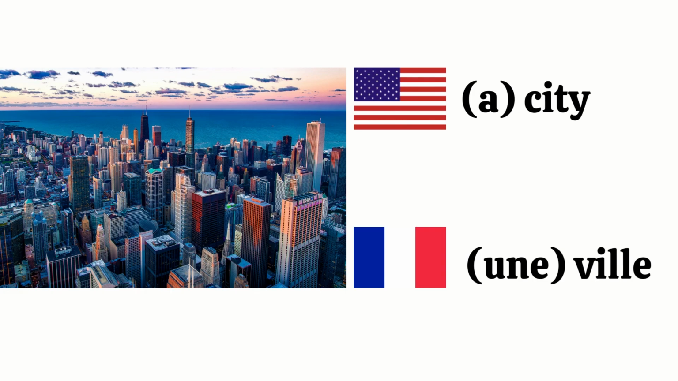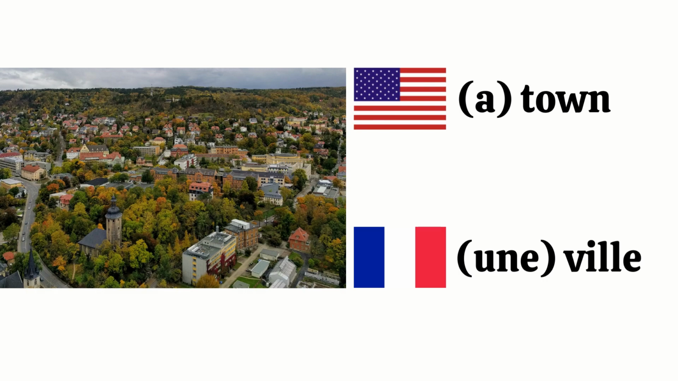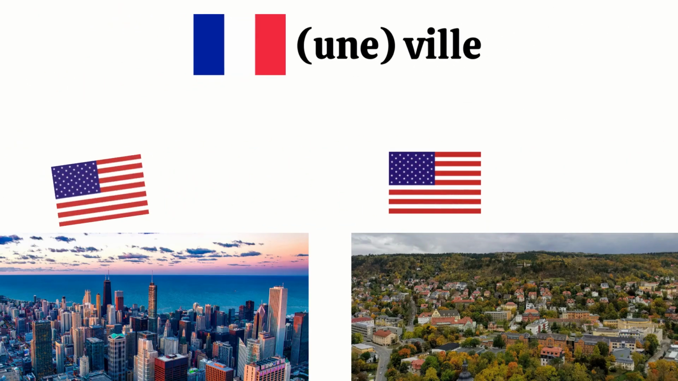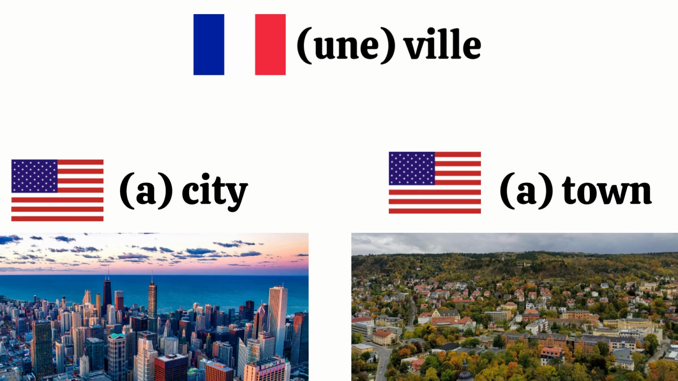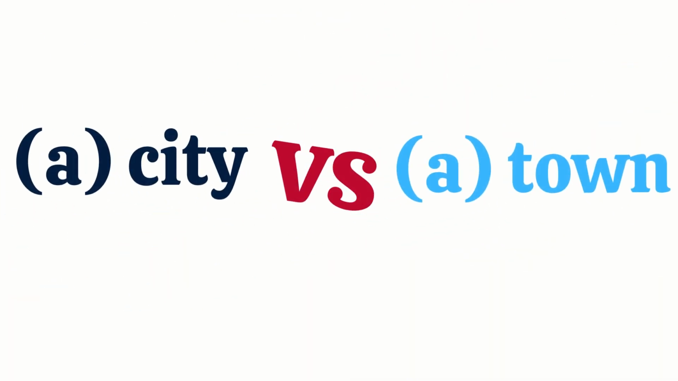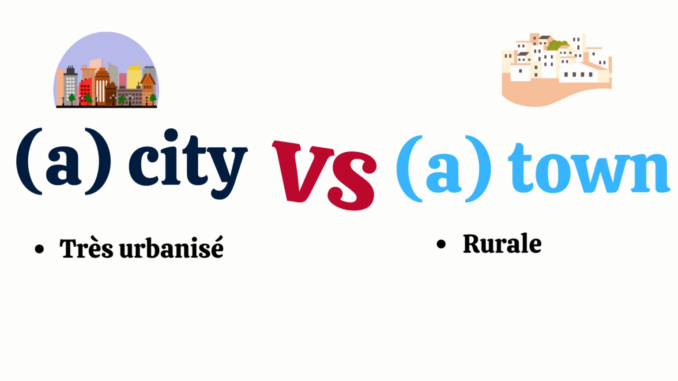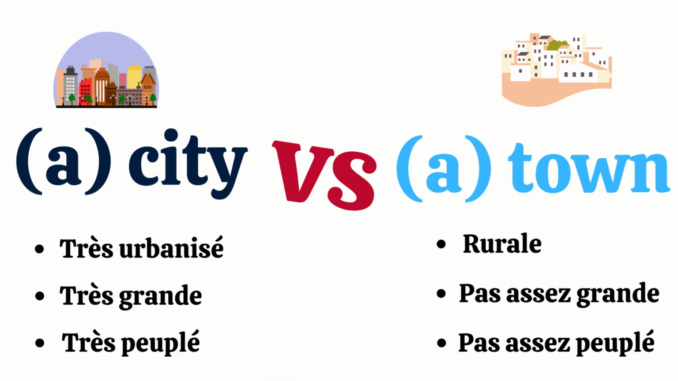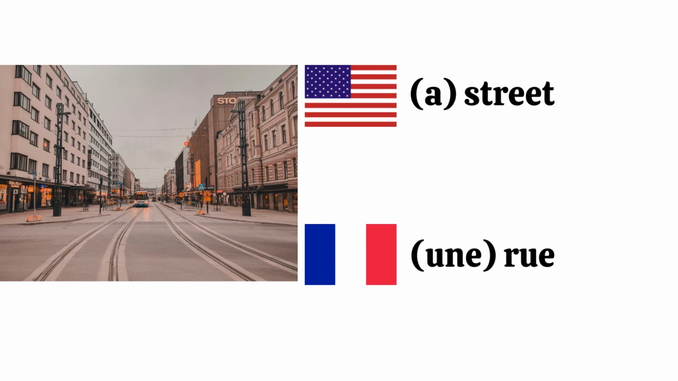A city. Une ville. A town. Une ville. Donc une ville en anglais peut se dire a city ou a town. Cependant, il y a une différence entre a city et a town. A city est beaucoup plus urbanisée et beaucoup plus grande qu'un town. Il y a plus de commodités, il y a beaucoup plus de personnes qui y vivent dans un city. Alors qu'un town, c'est un endroit qui est un peu rural, quoique c'est une ville.